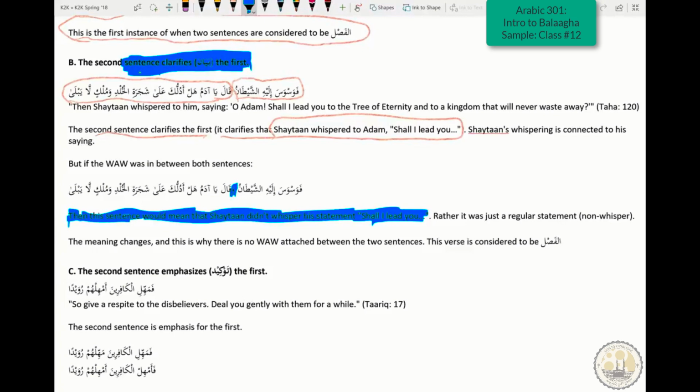And that is, subhanAllah, the difference of one letter, right? It changes the entire meaning of the ayah. The meaning changes completely, subhanAllah.